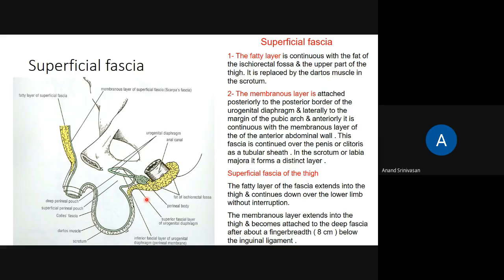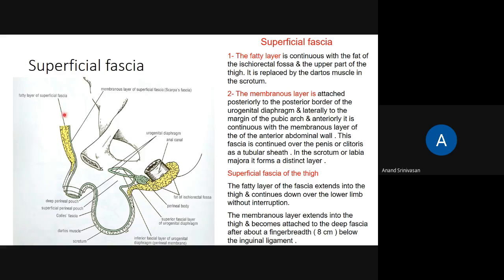This has been partly covered in your anterior abdominal wall. When I was covering the anterior abdominal wall, I was telling you about the layers. The superficial layer is the skin of the anterior abdominal wall. Below it will be the superficial fascia, and then the deep fascia. The deep fascia is not present in the abdomen, so it's been replaced by superficial fascia, which has a fatty layer and a membranous layer.